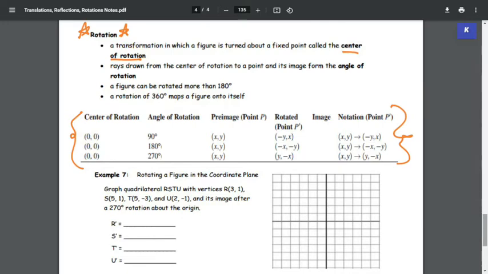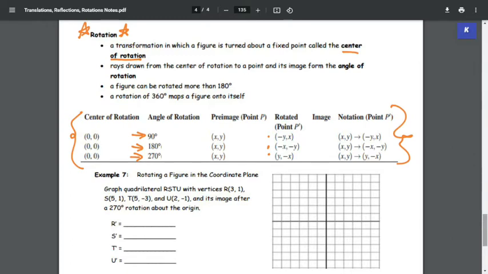It's a little tougher to map and come up with our stuff. So here's your angle of rotation. You're going to get either 90 degrees, 180, or 270. Each of those goes up by 90, and then 360 would be back where it started. We have a pre-image, and then we have our rotated point. This is where our prime is. If you look at these, they look a little different and a little weird.